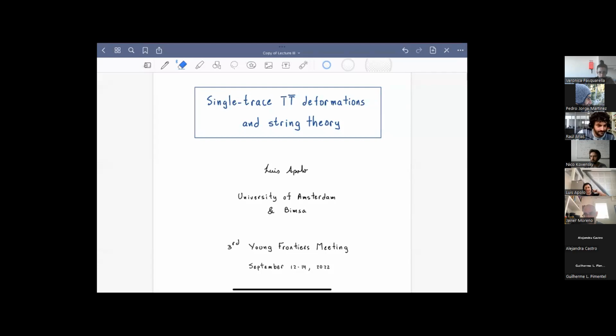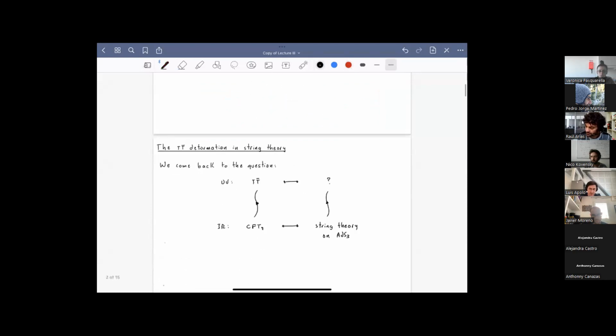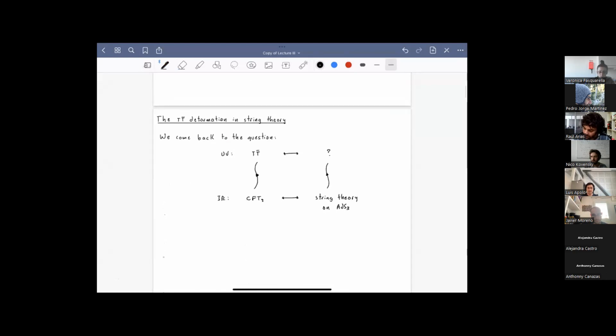Great, thank you. In the last two lectures, we reviewed properties of the TTbar operator, and in particular, we learned about the differences between the single and double trace versions of TTbar. And we also reviewed some basic aspects of string theory and AdS3. So now we're finally ready to come back to the question that we asked in the first lecture, which is: given holographic duality between some conformal field theory and string theory and AdS3, what is the holographic dual of doing the TTbar deformation on the CFT side?